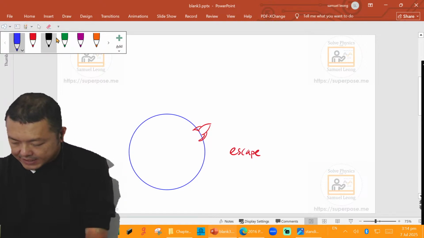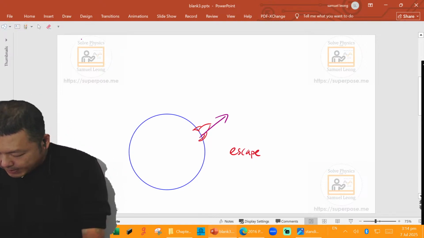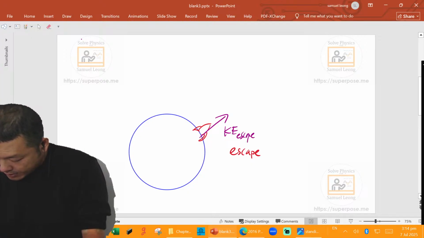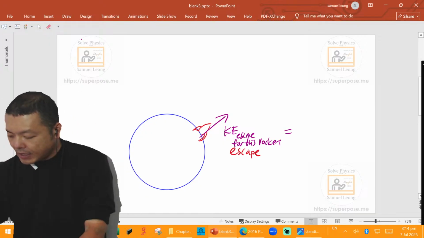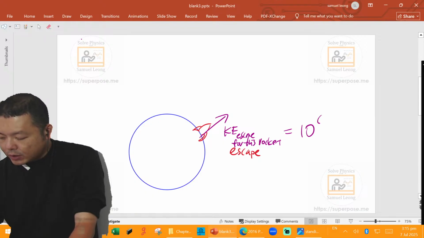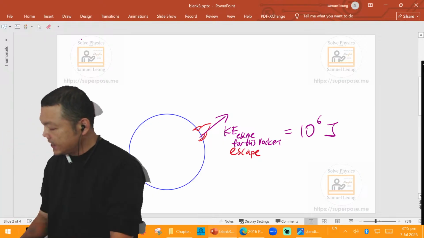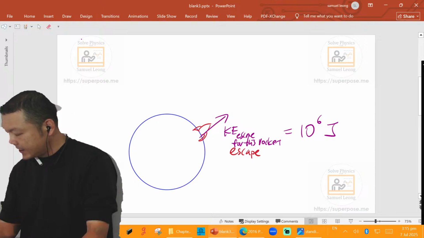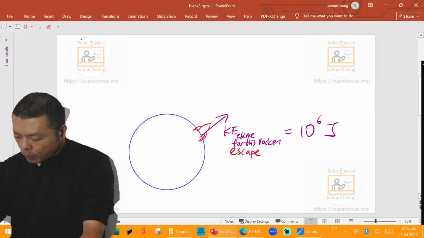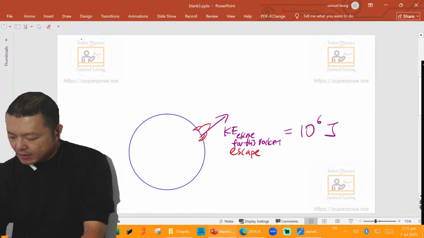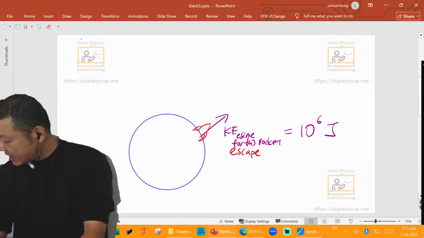Okay, so let's say the KE to escape for this rocket, just as an example, is 10 to the power 6 joules. 1 million joules. Okay, just imagine it's 1 million joules.